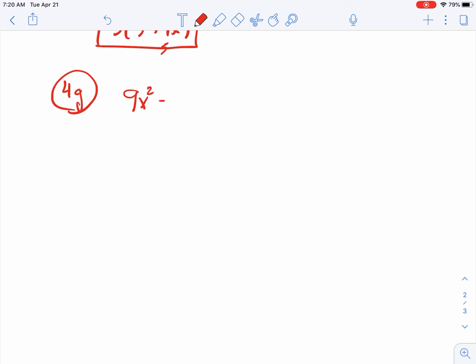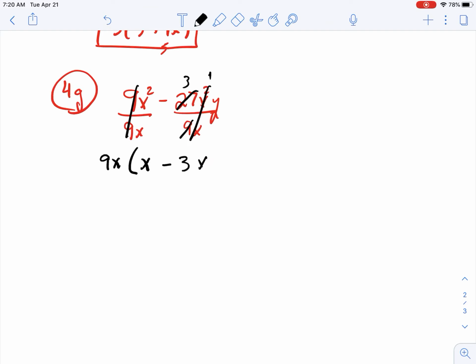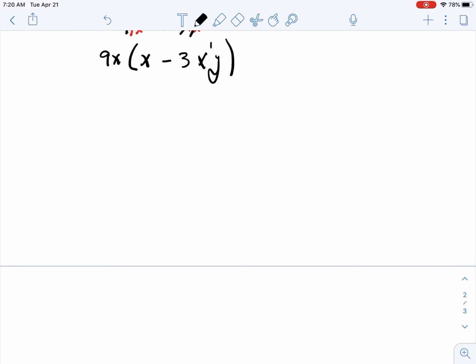Okay, so you have 9x squared minus 27x squared y. So divide out a 9x. Let's get some color here. So take a 9x out. What does that leave you? That gives you just x. Here, that gives you a 3. So minus 3, that gives you a 1x and a y. Okay. All right. For G, let's go to 4I. Now let's do 4K.